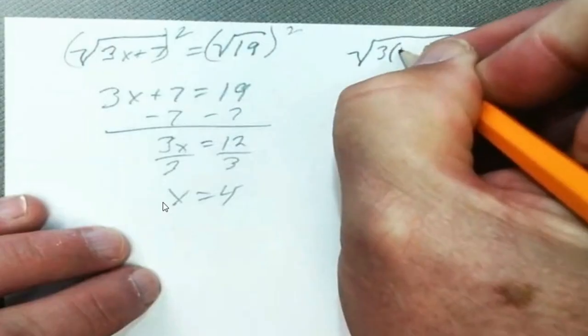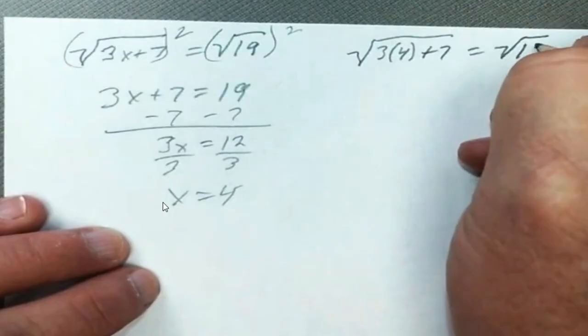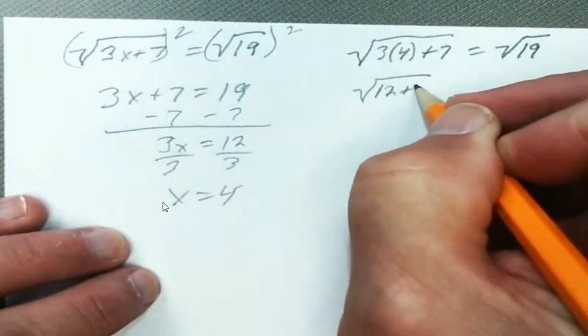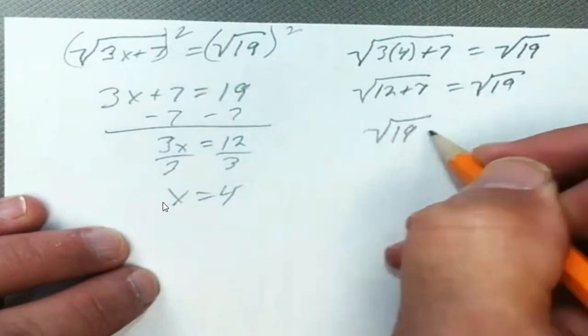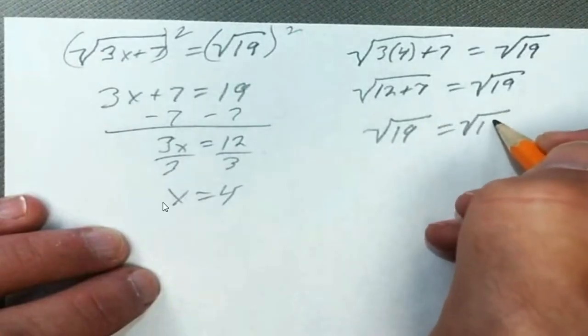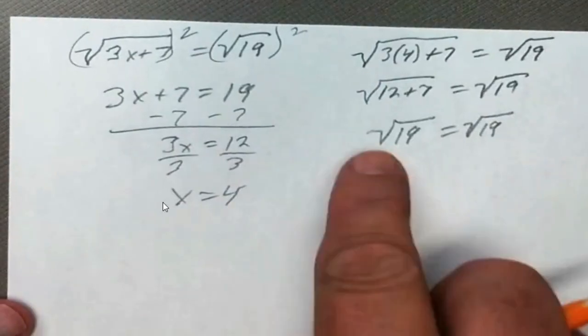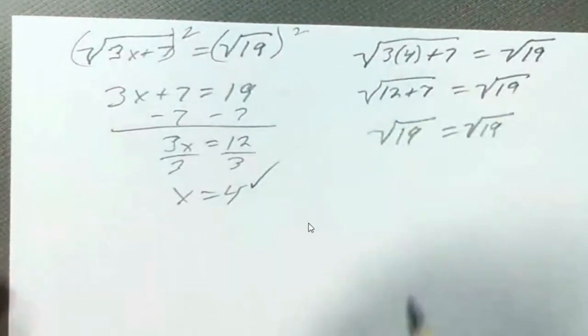3 times 4 plus 7 equals the square root of 19. So that is 3 times 4 is 12, and 12 plus 7. Okay, we got the same number on both sides. Square root of 19 equals the square root of 19. I don't know what it's 4 point something if we want to change it to a decimal, but that is just a number. And it's the same. Got it on both sides. So this checks out. This is the answer.